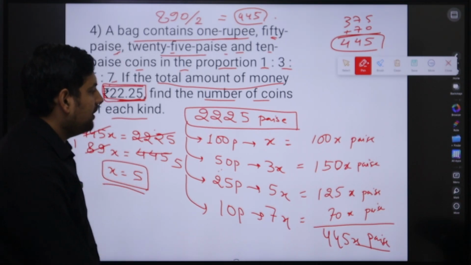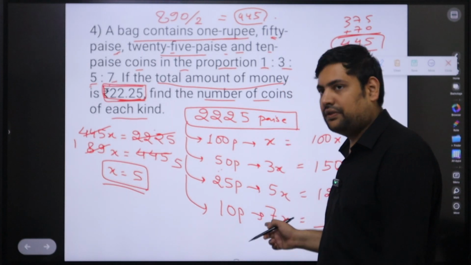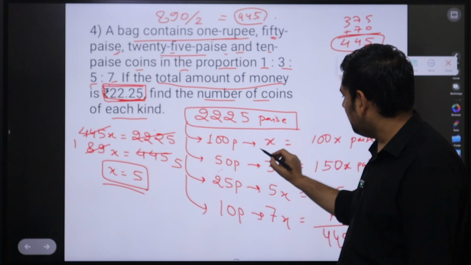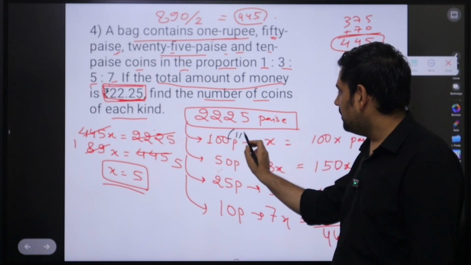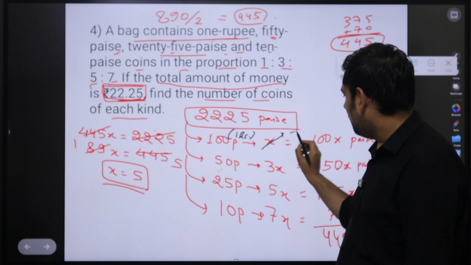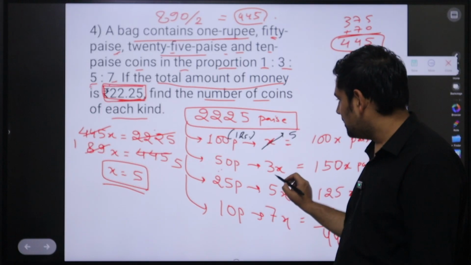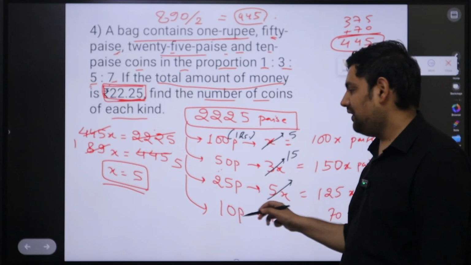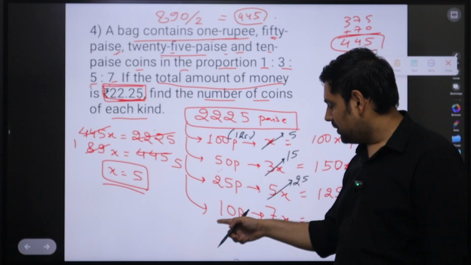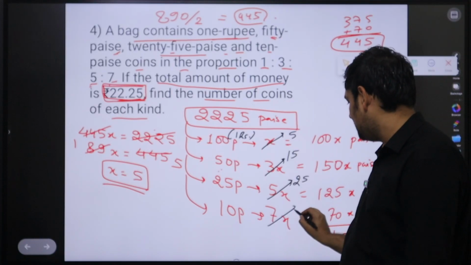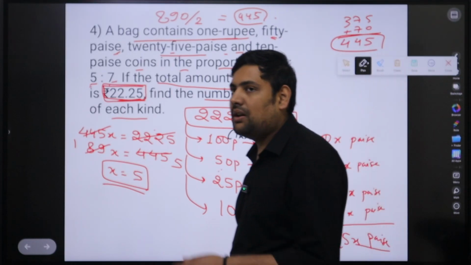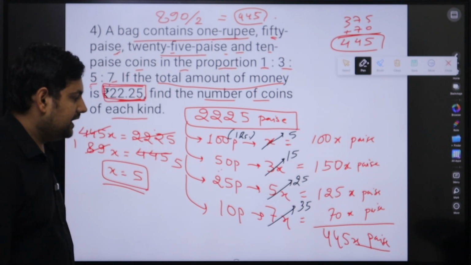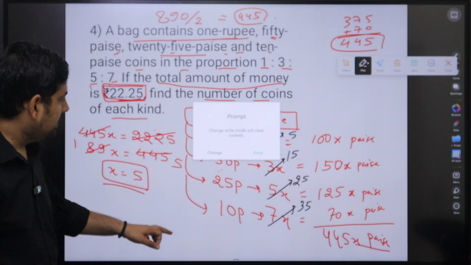Once you get x equal to 5, it is asking you the number of each of these coins, so you can get it very directly. So x is equal to 5. That means the number of 1 rupee coins is equal to 5. Similarly, the number of 50 paise coins is equal to 3x, that is 15. The number of 25 paise coins, that is 5x, is equal to 25. The number of 10 paise coins is equal to 7x, that is 35. So these are the number of coins of each kind. Understood? Okay, then let's move to the next question.